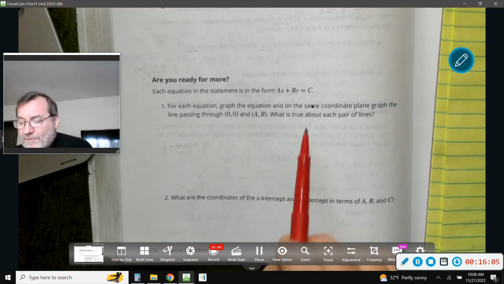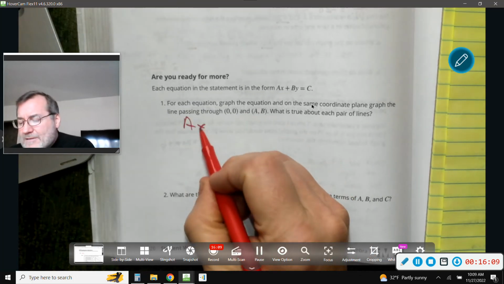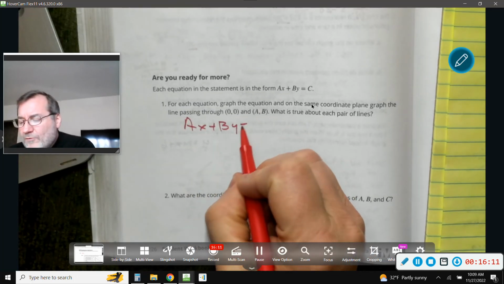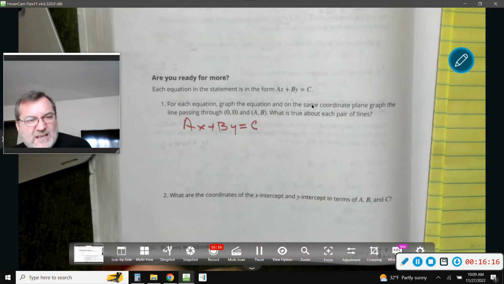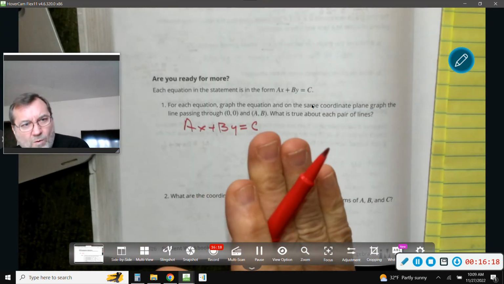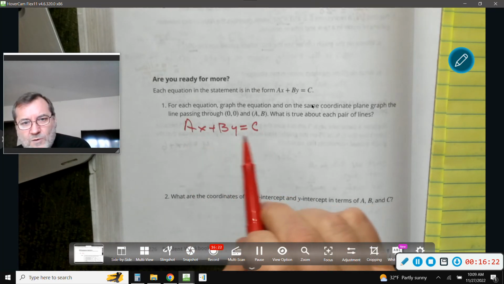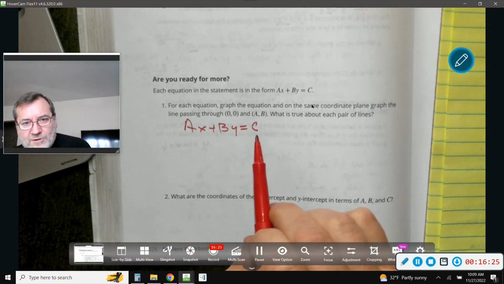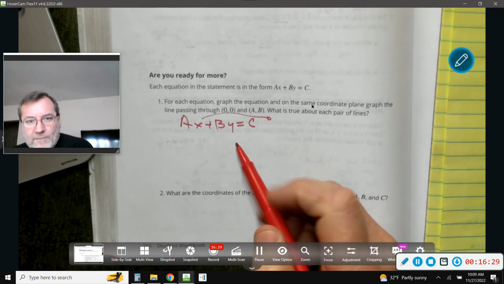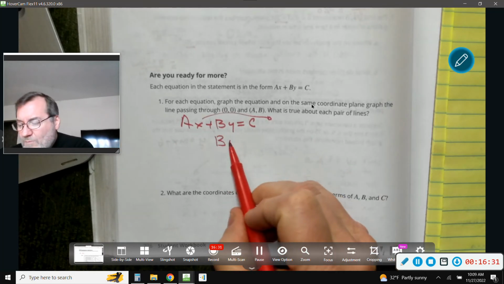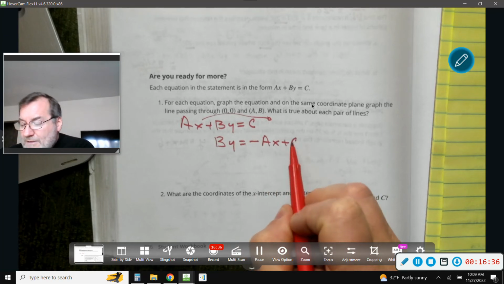I want to kind of diverge a little bit from this. I want to take ax plus by equals c, which is the form that they had up here, and just simply solve it for y. I want to go through the same steps, and I'm going to take this base equation here and solve it for y. So how do I do that? Well, I got to take the ax and move it over here. So that becomes by equals negative ax plus c.